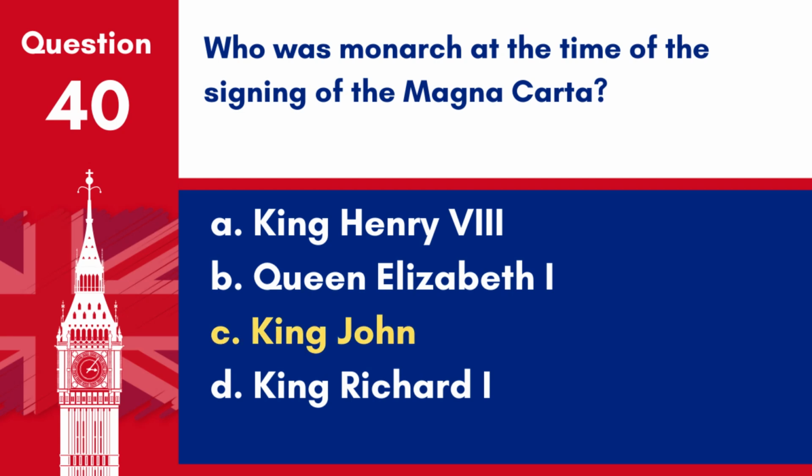Answer: C. King John. King John was the monarch when the Magna Carta was signed in 1215, a document that limited the power of the monarchy and laid the foundation for modern democracy.